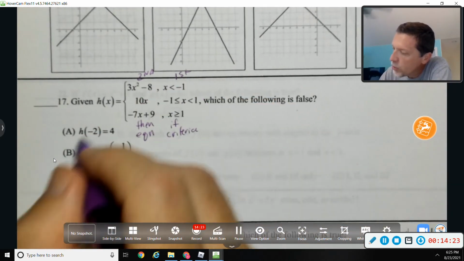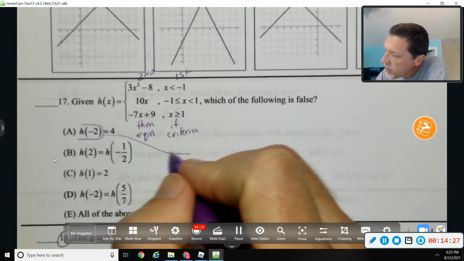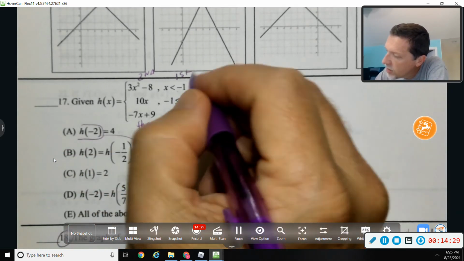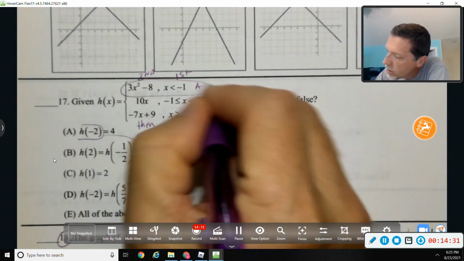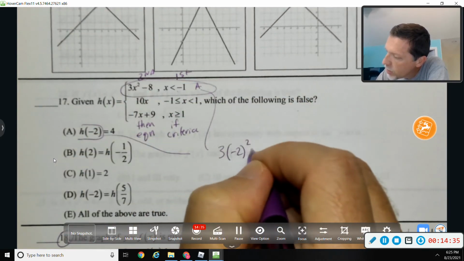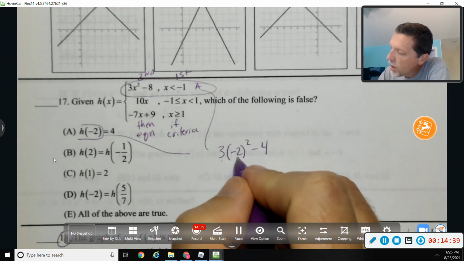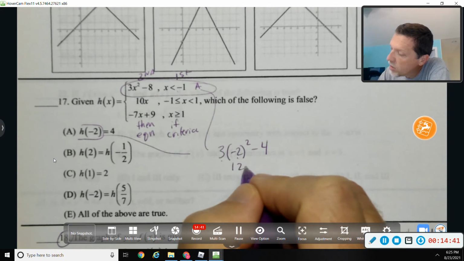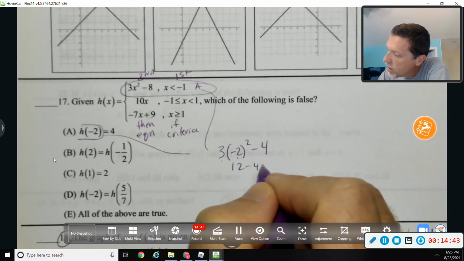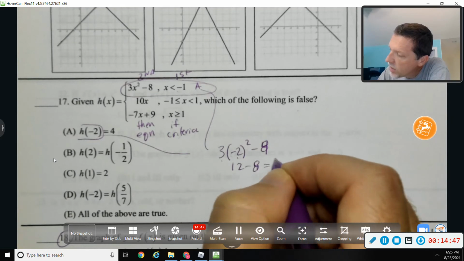And we'll do one of them, h of negative 2. Let's see what that is. So negative 2 is less than negative 1, so we'll use this one. So 3 times negative 2 squared minus 4. 3 times 4 is 12. 12 minus 4. Oops, sorry, that was minus 8. And 12 minus 8 is 4.